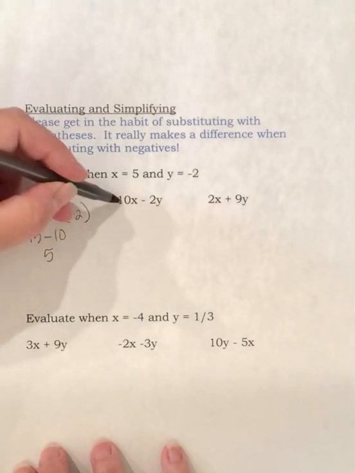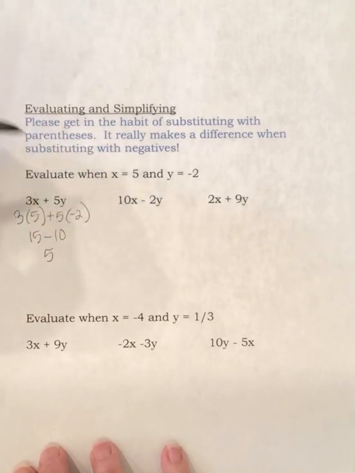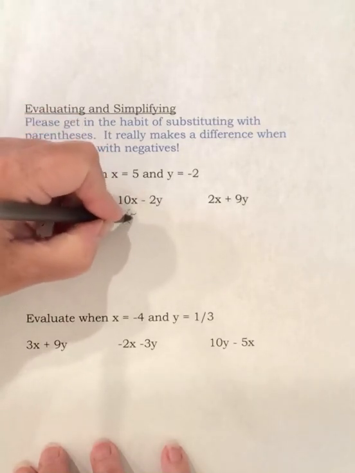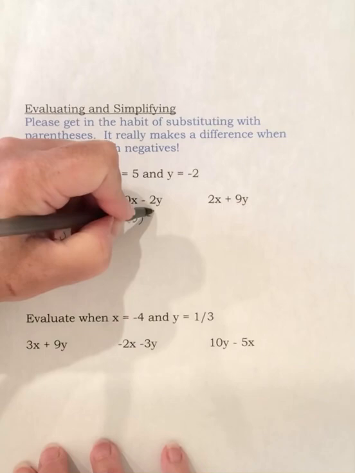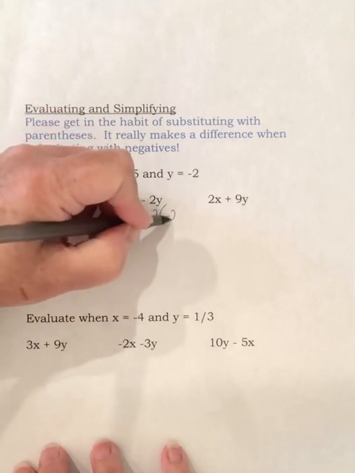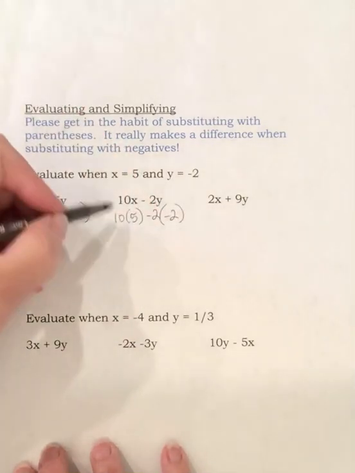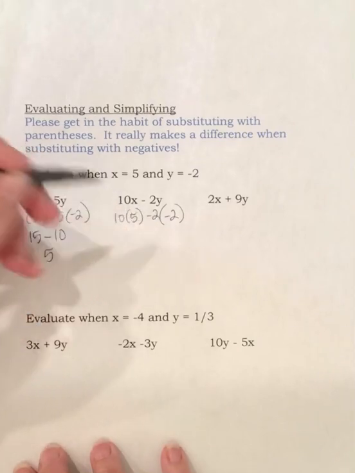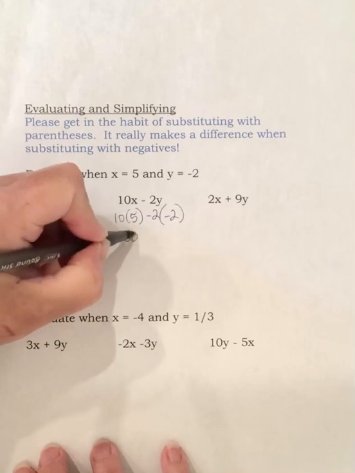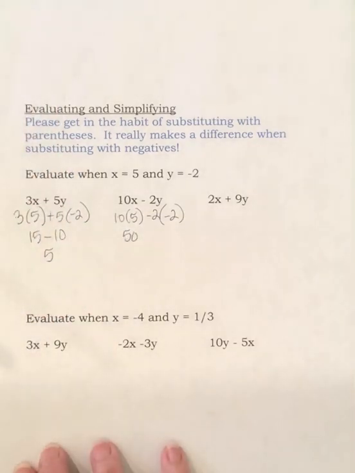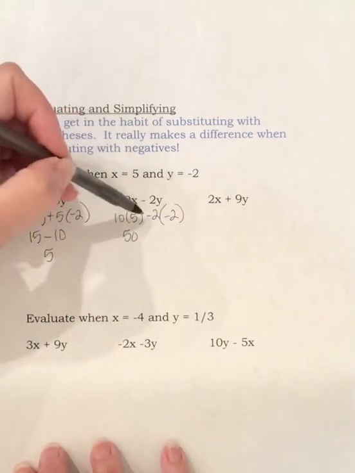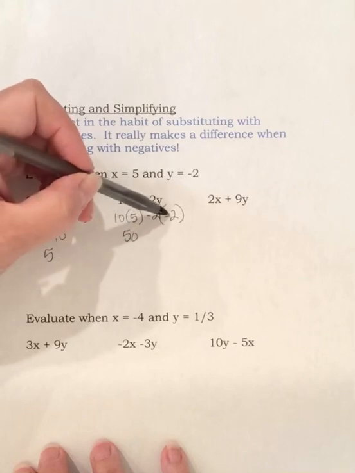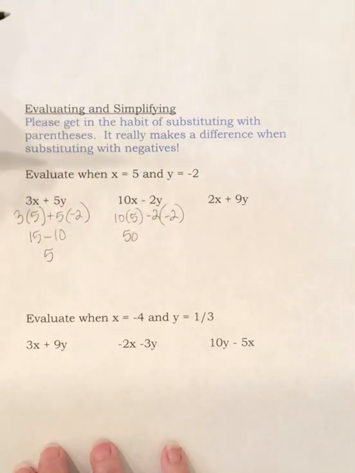Same thing here, 10x minus 2y. So 10, substitute in the 5 for x, minus 2, substitute in the -2 for y. So again, I have to do this multiplication first. I have a positive 10 and a positive 5, which is 50. And then before I write any sign down, I'm going to see what kind of number I have. I have -2 times -2. And a negative times a negative is a positive. So I'm just going to write plus 4.